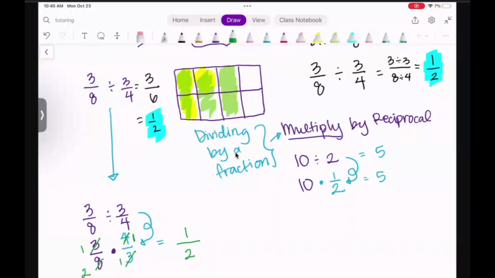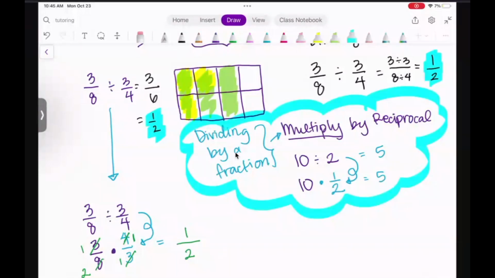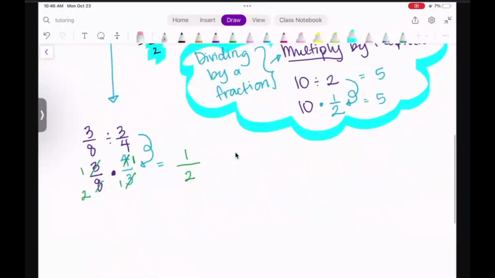So a lot of people like this method here because it'll work every single time. The only problem is people forget which one you keep and which one you flip. So just make sure you're always flipping the second one. And then the last little example I will give you is if you have to deal with mixed numbers.